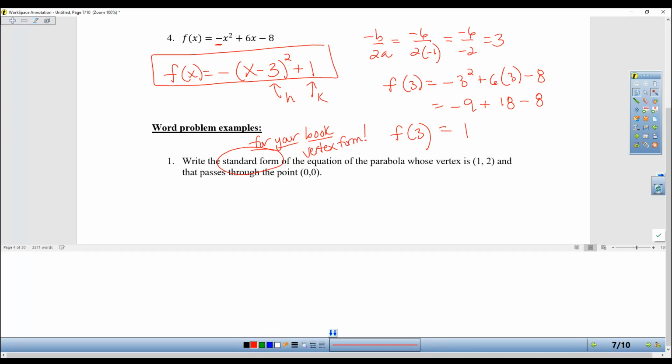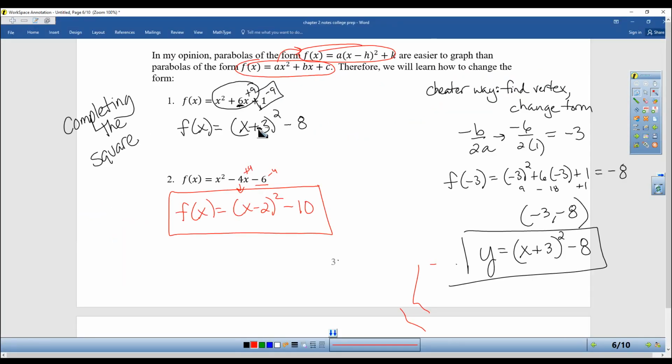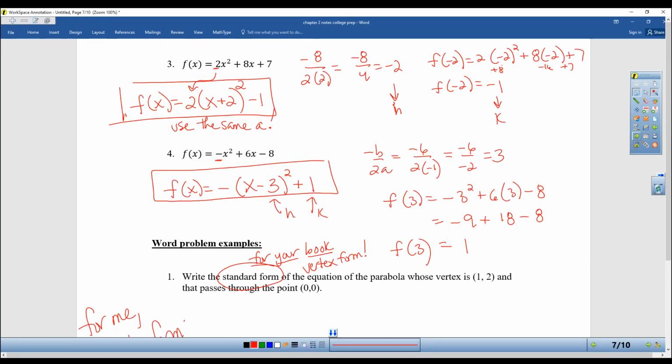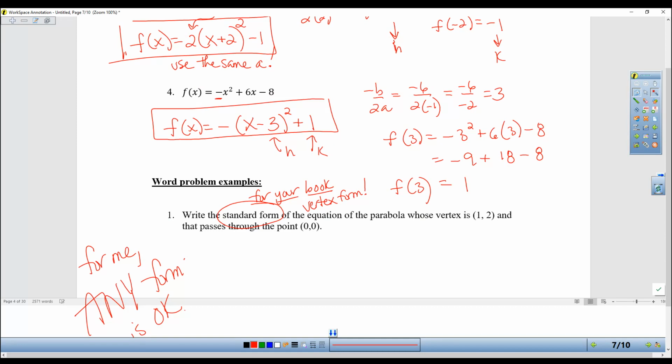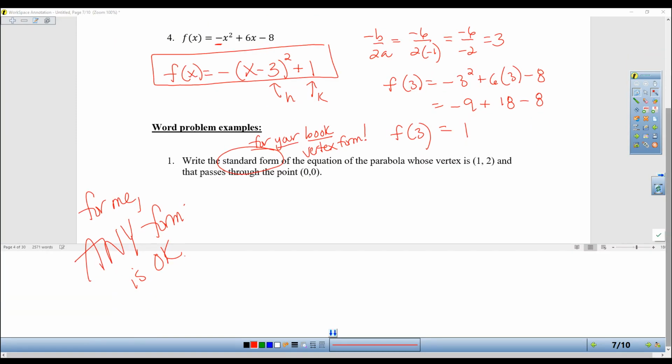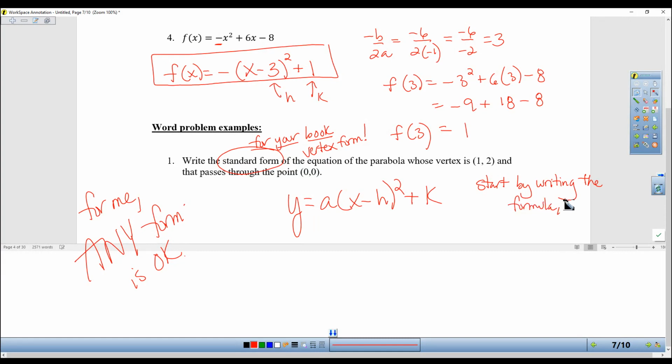Okay, let's be clear. When you guys take a quiz or a test, I will never ask you for a specific form. For me, any form is okay. Unless I'm specifically saying I want to see if you can make it from one form to another form, then you have to do a specific form. But if it just says write an equation in a certain form, you pick the form that works for you. But everybody's going to pick this vertex form because it's easier. y is equal to a times (x minus h) squared plus k. If you start by writing the formula, it's just going to be easier to fill in. Start by writing the formula, then fill in.